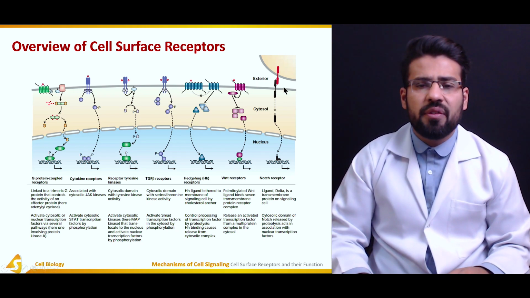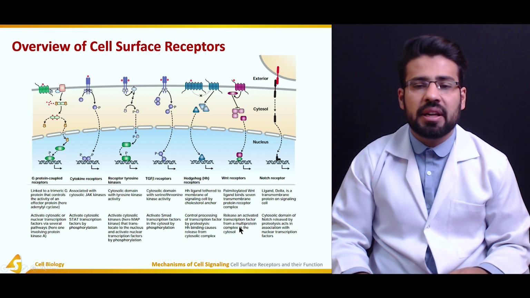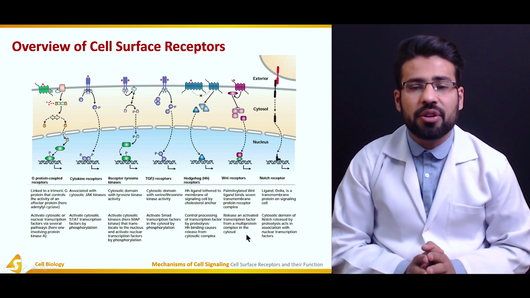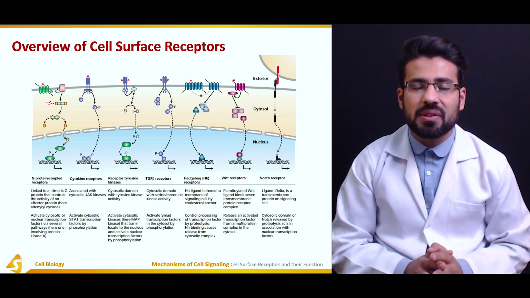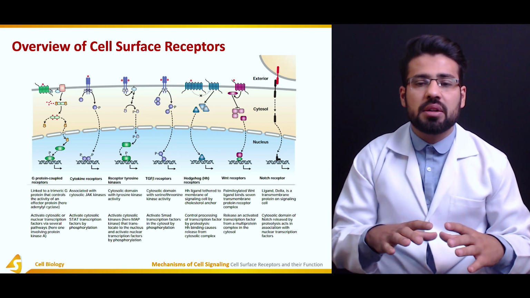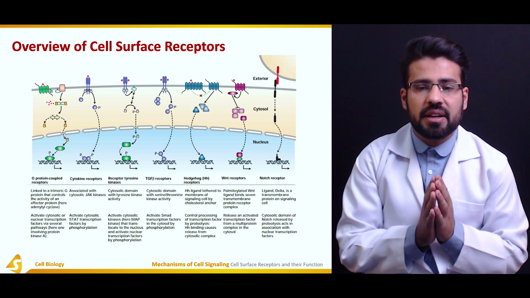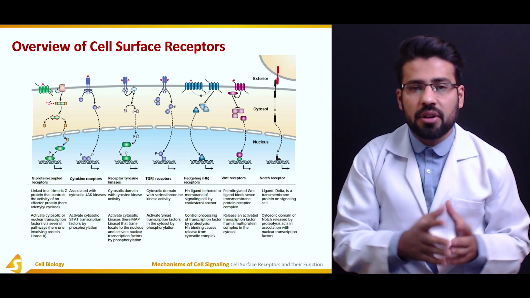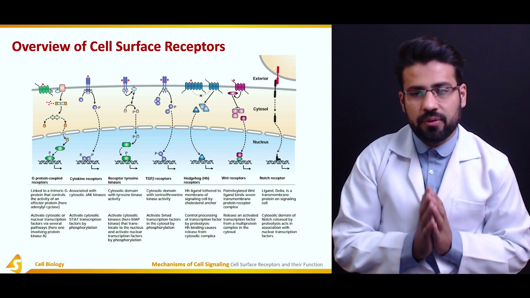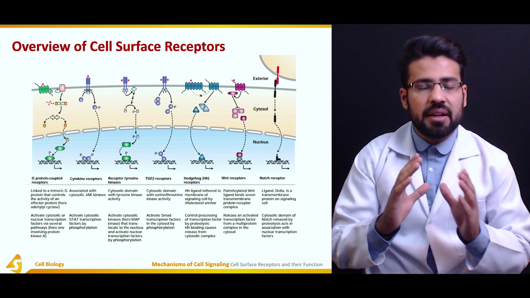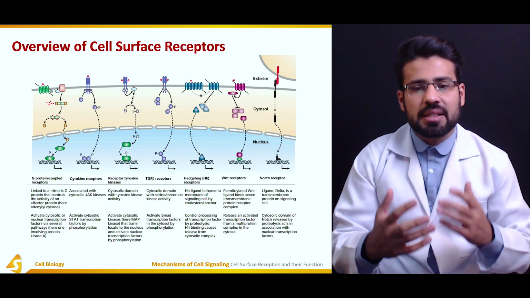In this particular case, when the ligand binds with the 7-membrane transport protein complex, it causes an activation of the transcription factor from a multi-protein complex, and of course that particular complex is present in the cytosol. Then we are talking about the Notch-Delta signaling pathway.